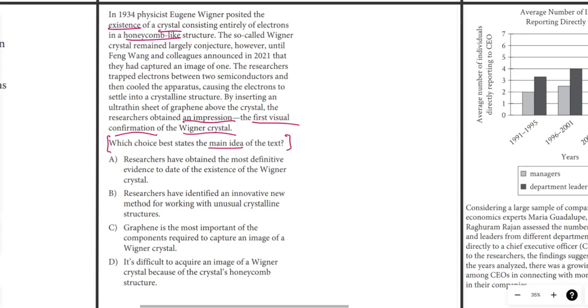Researchers have obtained the most definitive evidence to date of the existence of the Wigner crystal. Yeah, that pretty much matches up right away, talking about that evidence. B wasn't really the main focus. It doesn't talk about the Wigner crystal. C wasn't the main focus, right? That was just a detail that was mentioned. D was not the main focus either. That was maybe just a detail that we could infer from the passage. Definitely A is a great general summary of what's going on.